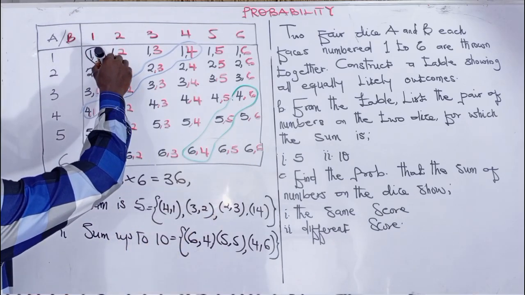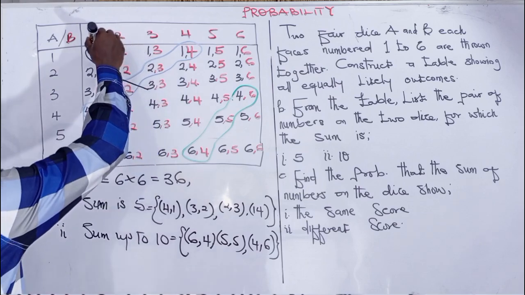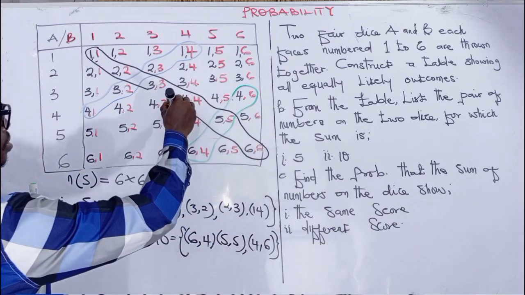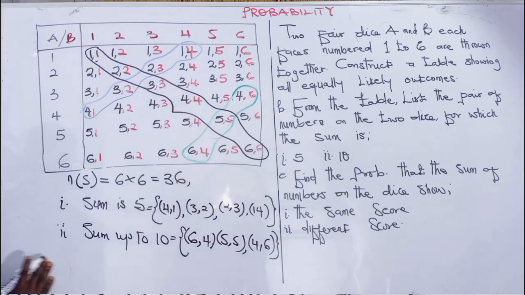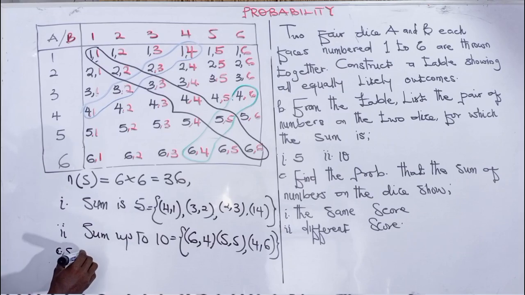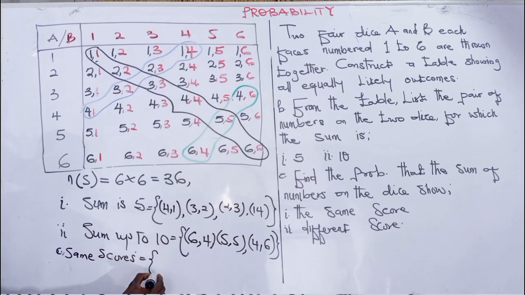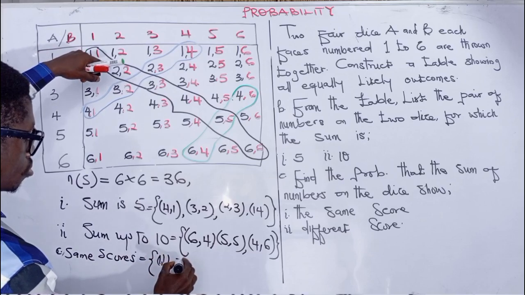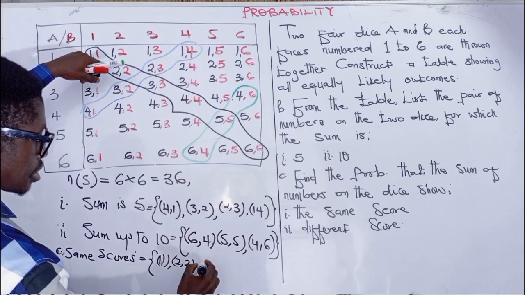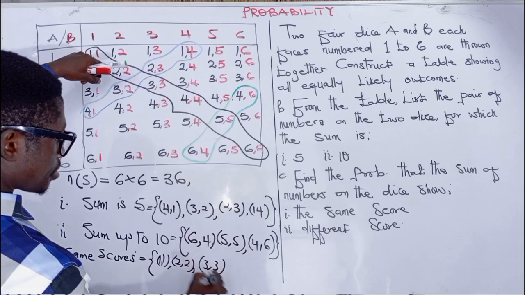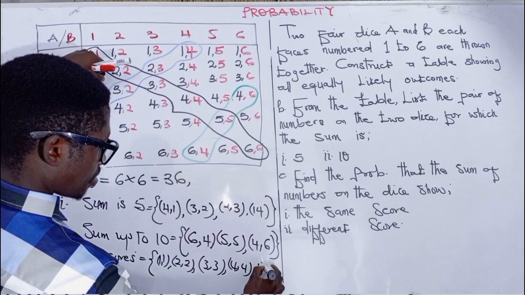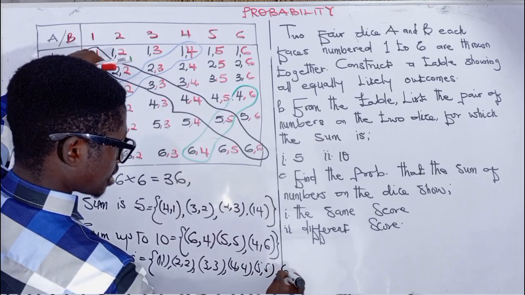So let me use this for us to see clearly. So we have same scores. We have 1, 1, 2, 2, 3, 3, 4, 4, 5, 5, and then 6, 6.